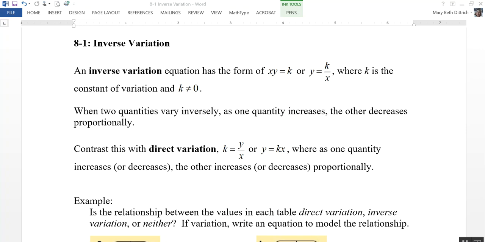When two quantities vary inversely, as one of the quantities increases, the other decreases proportionally. Contrast this with direct variation, which you're more familiar with, y equals kx, or k is equal to y over x. Whereas one quantity increases or decreases, the other increases or decreases proportionally. Let's take a look at an example here.